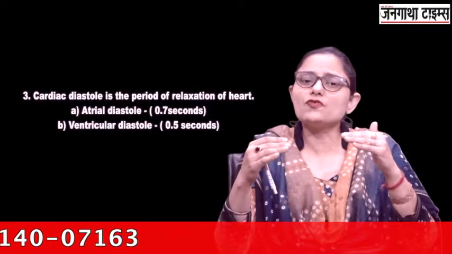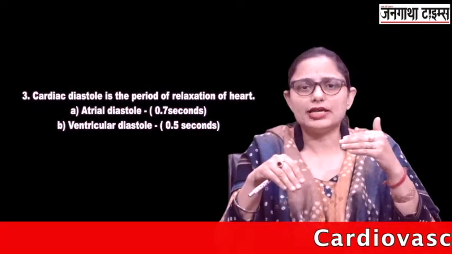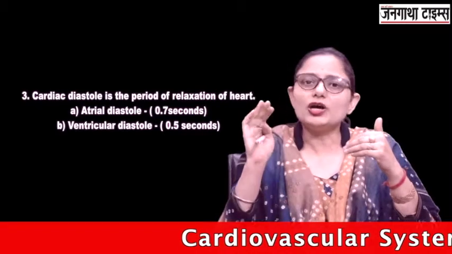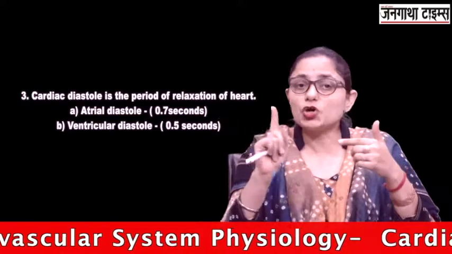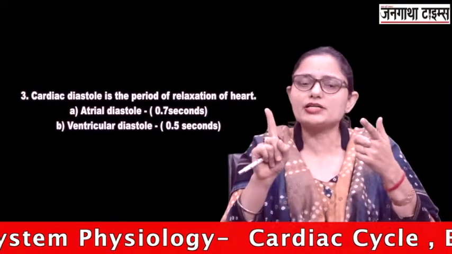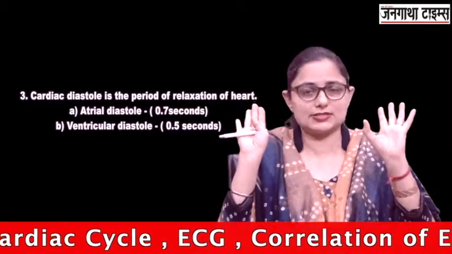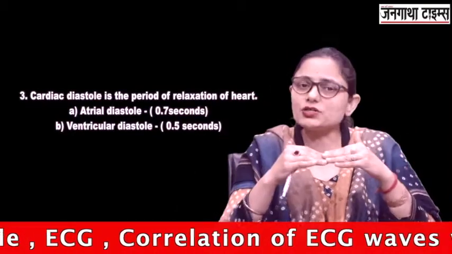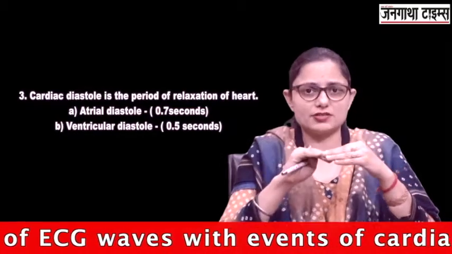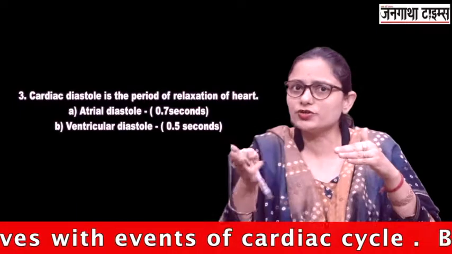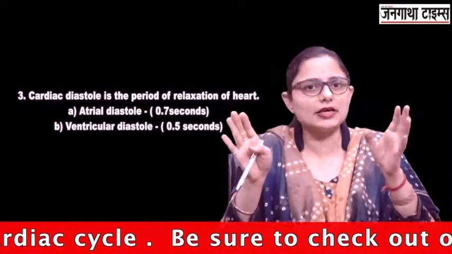It comprises of the ventricular diastole and the atrial diastole. Now atrial diastole lasts for 0.7 seconds because the atria were contracting for only 0.1 second. For the rest of 0.7 second they are relaxing. The ventricular diastole lasts for 0.5 seconds because the ventricles are contracting for 0.3 seconds, and for the rest of the 0.5 seconds they are relaxing.